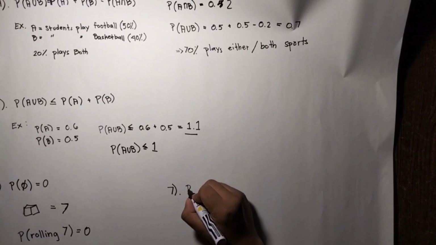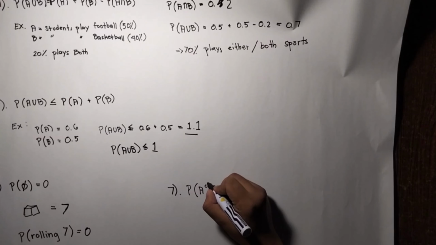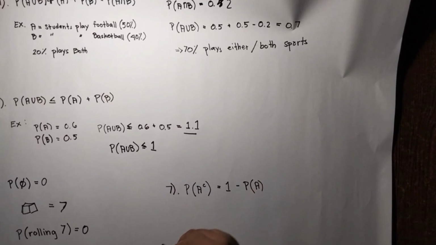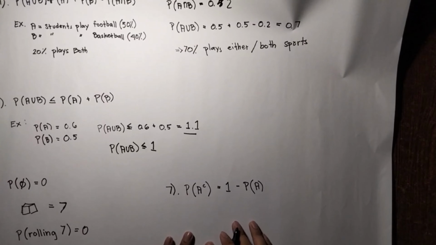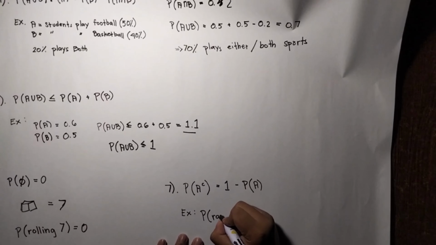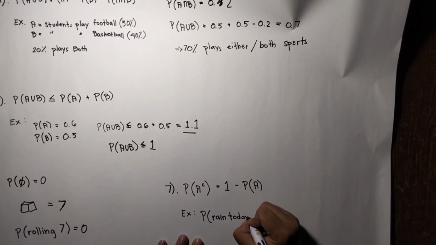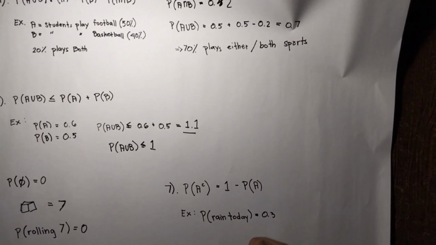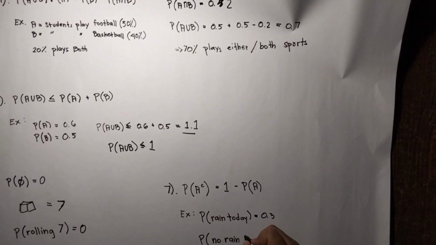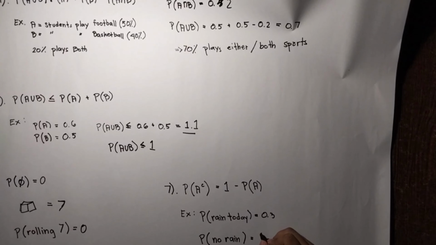Next is the probability of A complement is equal to 1 minus the probability of A. The probability that event A does not occur is 1 minus the probability that it does occur. Either A happens or it doesn't. No other options, so the total probability is 1. For example, the probability of rain today is equal to 0.3. Next, the probability of no rain is equal to 1 minus 0.3, which is equal to 0.7.